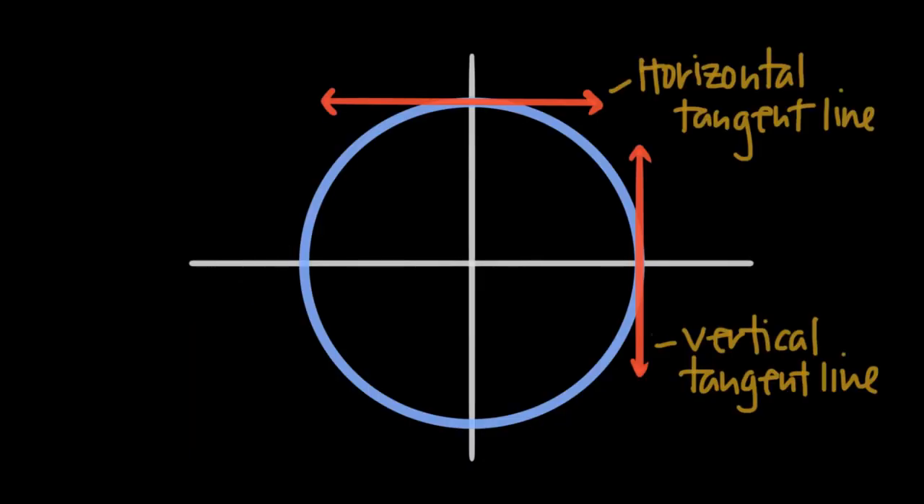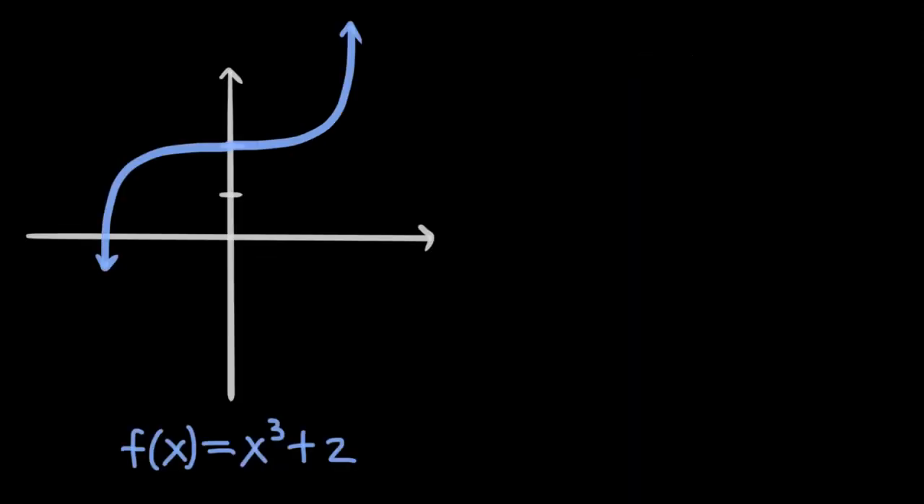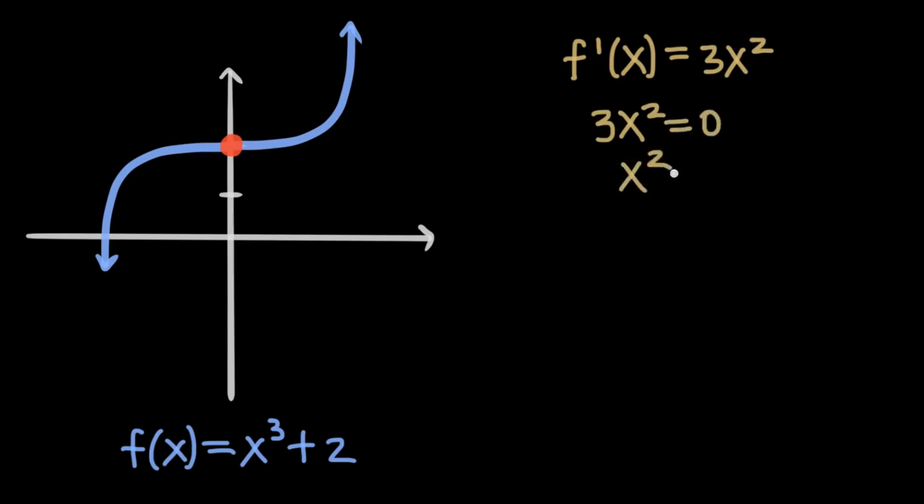Sometimes in your calculus career, you may be asked to determine where on a given curve the tangent line is either horizontal or vertical. These special cases can give us some information about the behavior of a curve or function. Here's a function that appears to have a horizontal tangent line pretty close to this point. To be sure, we can look at the derivative of the function and determine where it's equal to 0. We'll get the derivative 3x squared is equal to 0, divide both sides by 3, and then take the square root to get x equals 0.